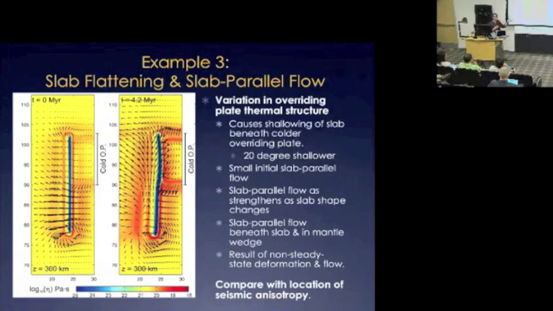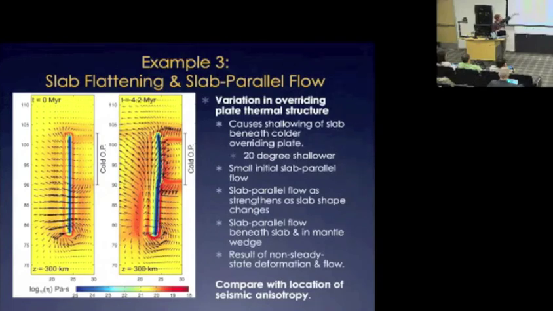As we run this forward in time, you see that the slab dip changes. You can see that this side is staying flat, while this side is staying steep. So one side of the slab is shallowing a bit compared to the other side. Because you have a colder overriding plate, your suction stresses, the hydrodynamic stresses on the slab, are a little bit stronger, and it helps to pull the slab up into that colder plate. And that drives not only a trench parallel flow in the mantle wedge portion, but also a very large component of slab parallel flow behind the slab.